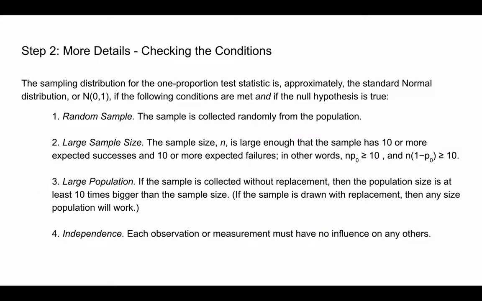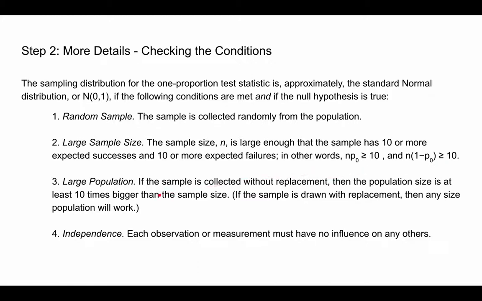Here are the conditions that you will have to check as part of step 2. You have to check random sample, so make sure your sample is collected randomly. Large sample size: we have to make sure our sample size is large enough that you get 10 or more expected successes and 10 or more expected failures. This is something that we've already done before. You multiply n times p and make sure it's bigger than or equal to 10, and then n times 1 minus p and make sure it's bigger than or equal to 10. Just a tip, you have checked all these conditions in a previous chapter, so it's very similar to something you've done before.